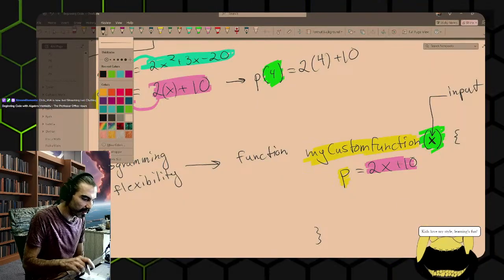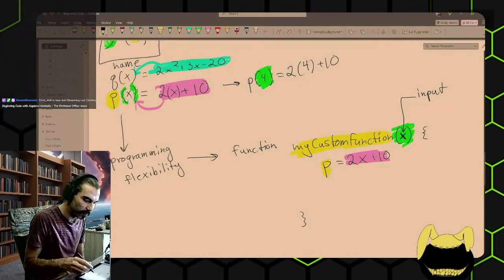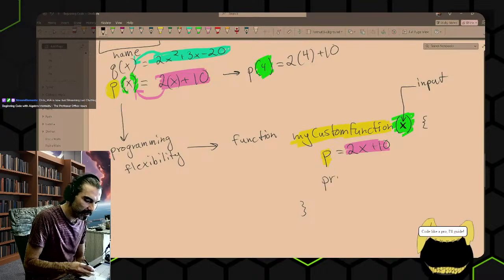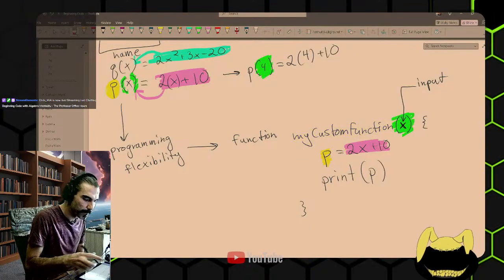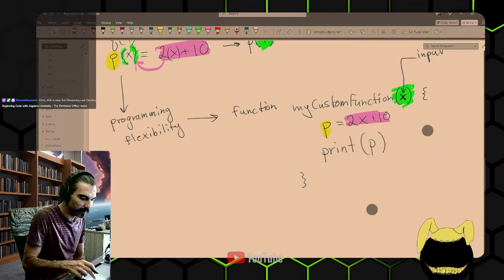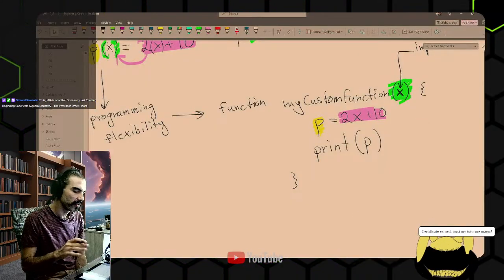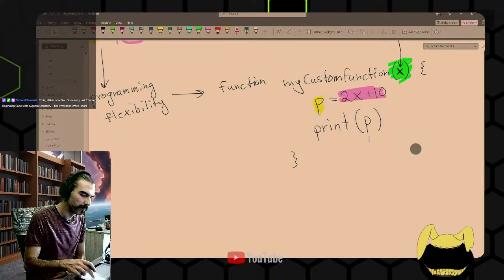Now, when we plug in our input x, let's say we want to print it, because right now it's not going to do anything. We're going to print p. So if we print p and we run our function, we just got to remember one of the key caveats here. A function does not get activated until we use its name.